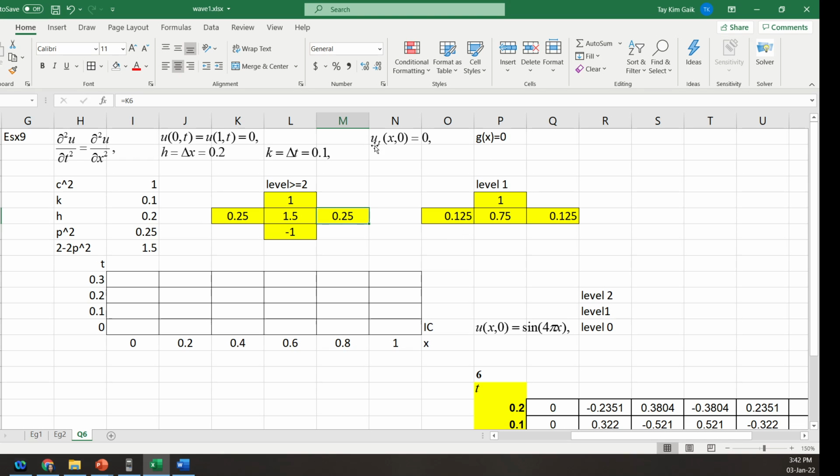And given u subscript t is del u over del t, the initial velocity, because t0 is equal to 0, hence for level 1 you don't have the plus k because g of x is 0. So level 1 becomes a 2-level molecule, and the center bottom coefficient is half of the middle level from level 2. So 0.125, 0.75, 0.125. And the left boundary and right boundary for the wave equation are always 0.